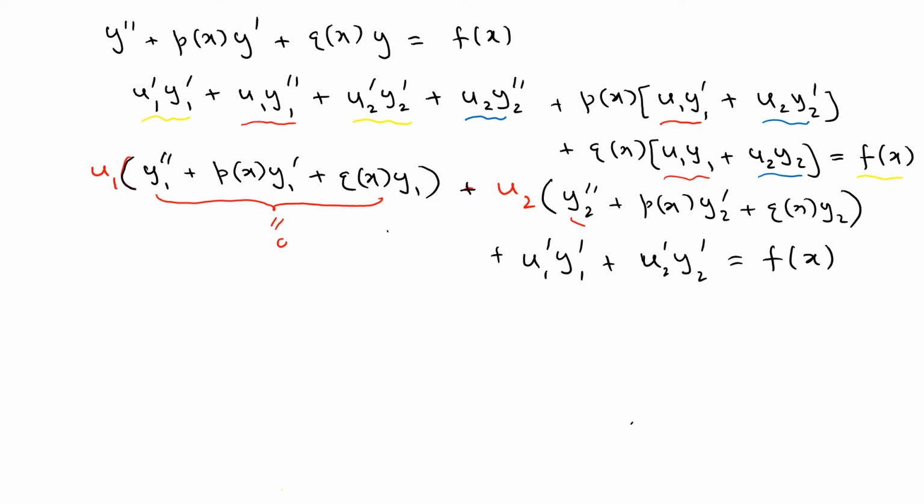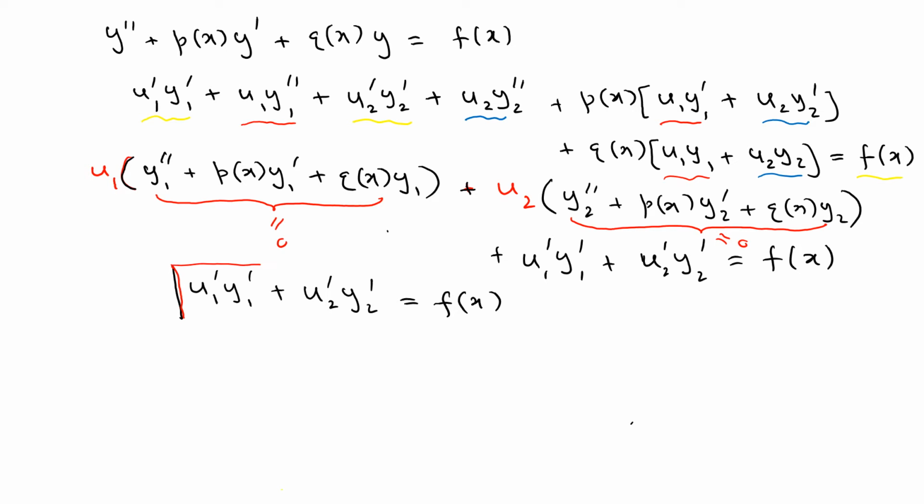Similarly, since y2 is a solution, this term also equals 0. So those two terms are going to go away, and you only end up having u1 prime y1 prime plus u2 prime y2 prime equals f(x). So that's the second equation we're going to use. That's equation number 2.